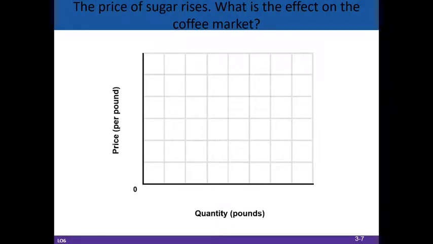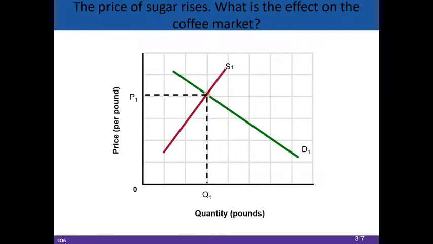Now the price of sugar rises. Again, we want to see the effect on the coffee market. This graph is for the coffee market. This question is about the coffee market. So we start with the initial equilibrium in the coffee market with P1 price and Q1 quantity bought and sold. And we have two goods here, sugar and coffee. These are complements. A lot of people drink coffee with sugar.